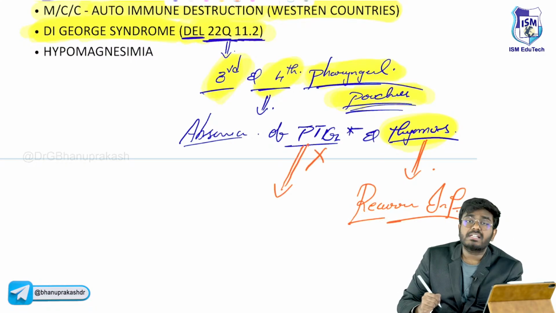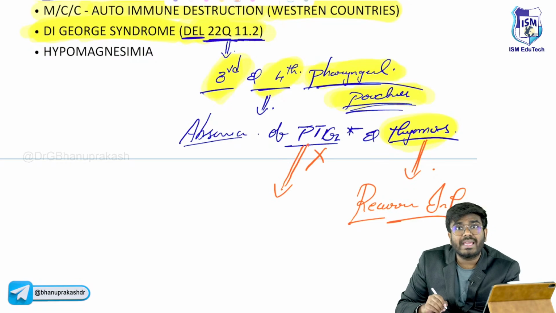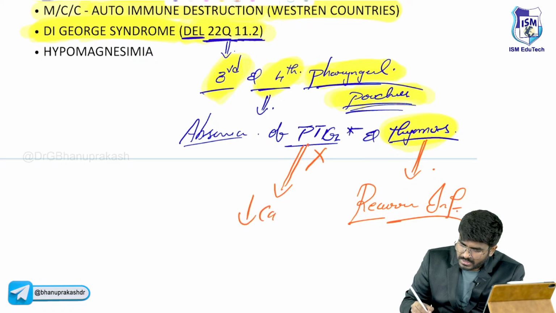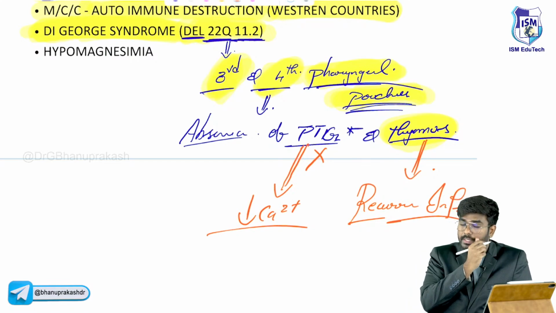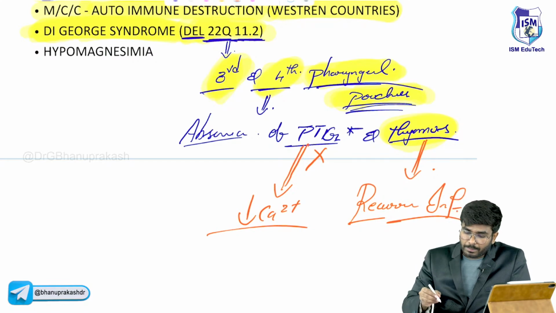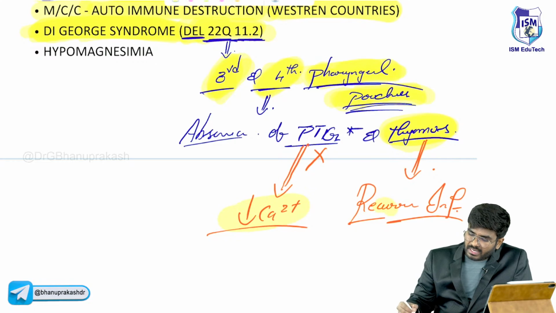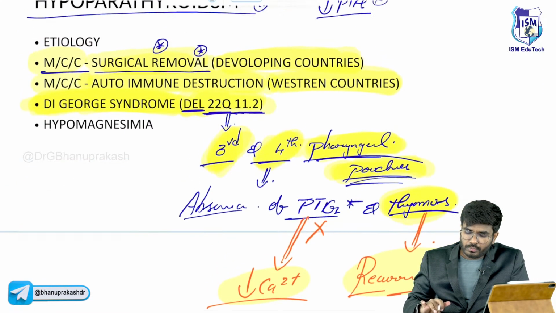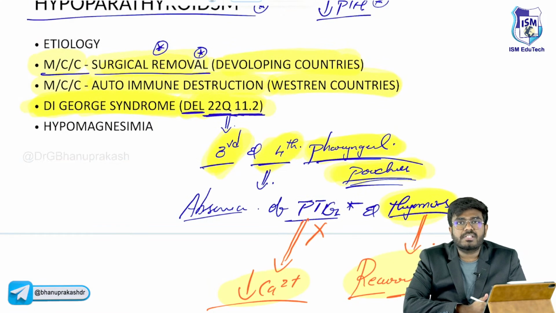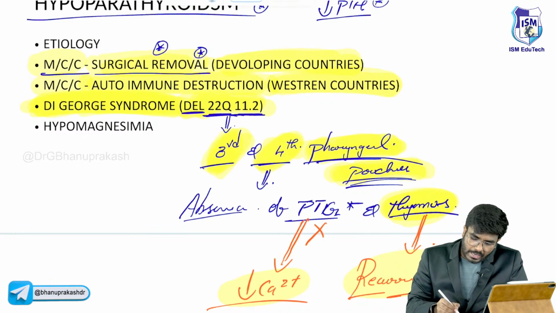The parathyroid glands are not there. When the parathyroid glands are not there, what happens to the blood calcium levels? The blood calcium levels will decrease. Hypocalcemia. The patient now has hypocalcemia with recurrent infections. DiGeorge syndrome: deletion of 22q11.2, absence of third and fourth pharyngeal pouch, as well as thymic aplasia.